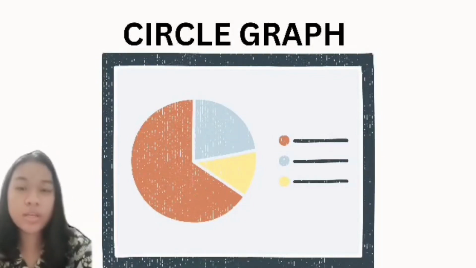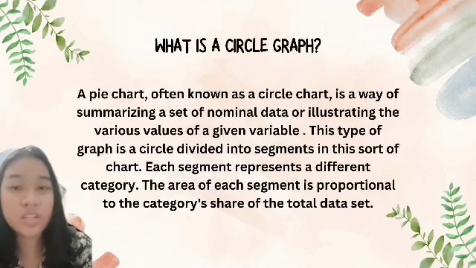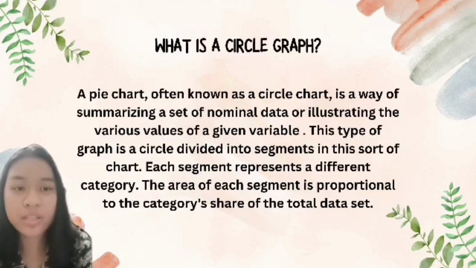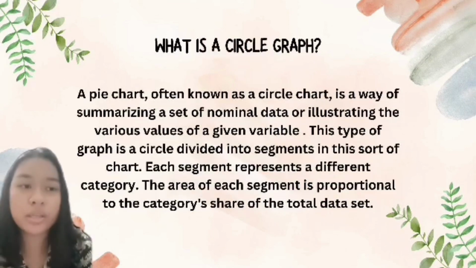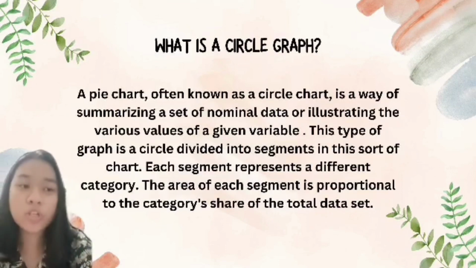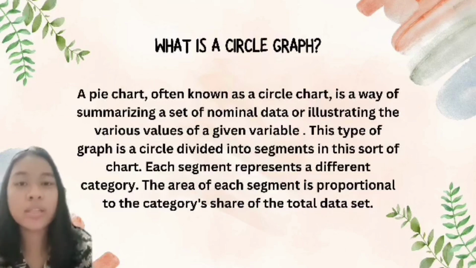So now let's get to know more about the pie chart, also known as the circle graph. A pie chart, often known as a circle graph, is a way of summarizing a set of nominal data or illustrating the various values of a given variable. This type of graph is a circle divided into segments. In this sort of chart, each segment represents a different category. The area of each segment is proportional to the category's share of the total data set.